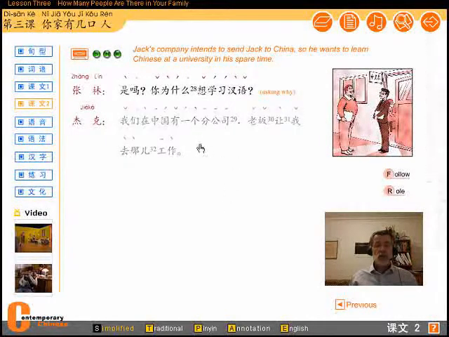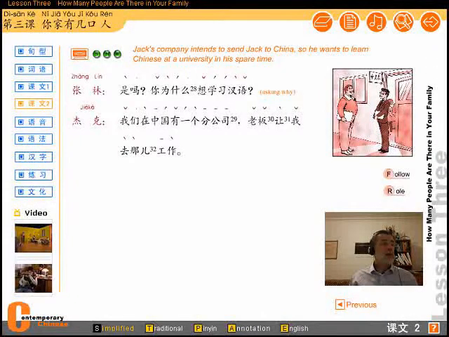So when somebody makes a statement like Jack did, and you want to say, "Oh, really?" You can use an expression like 是吗? Is that right? Is that so? Really? 是吗? And then Zhang Ning asked the question, 你为什么想学习汉语?